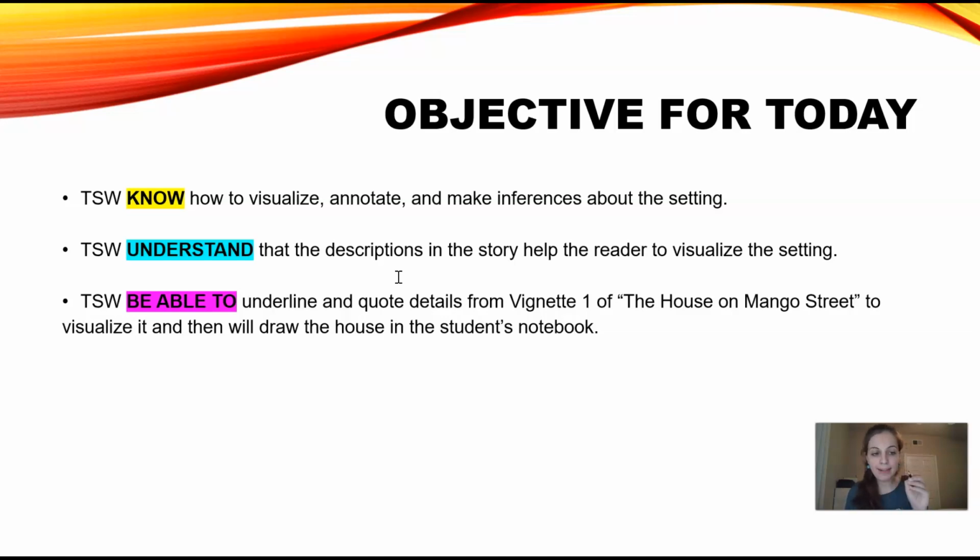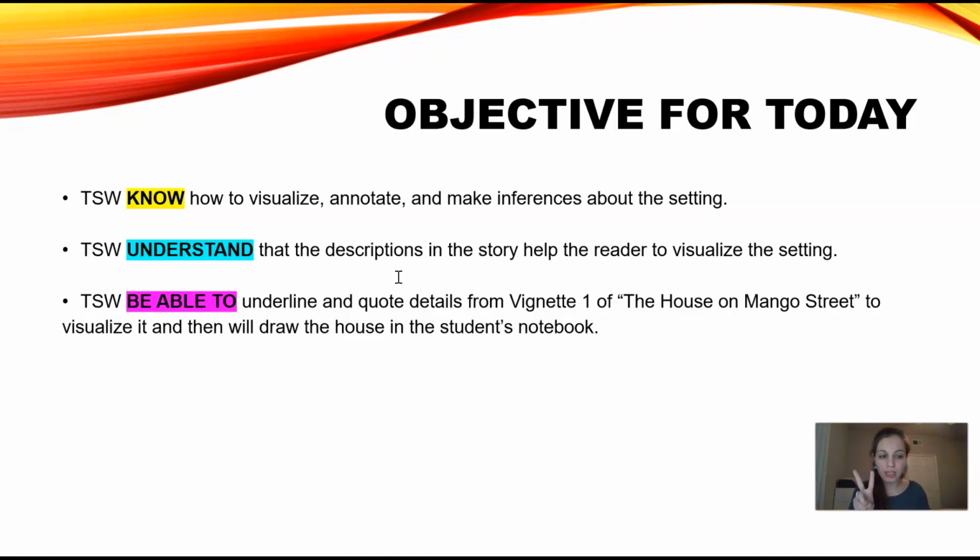So we are going to underline and copy some sentences from the book. From Vignette 1 of The House of Mango Street. The House of Mango Street is the book that we are going to read. So we have the book here, and this is the book. And we are going to underline and quote details from this book to visualize it, and then we will draw the house in the student's notebook. This is the student's notebook, and we are going to visualize, imagine the house that is describing in chapter 1, and then we are going to draw the house here.